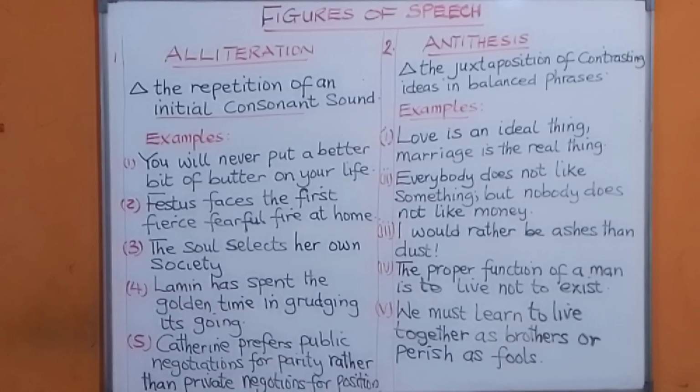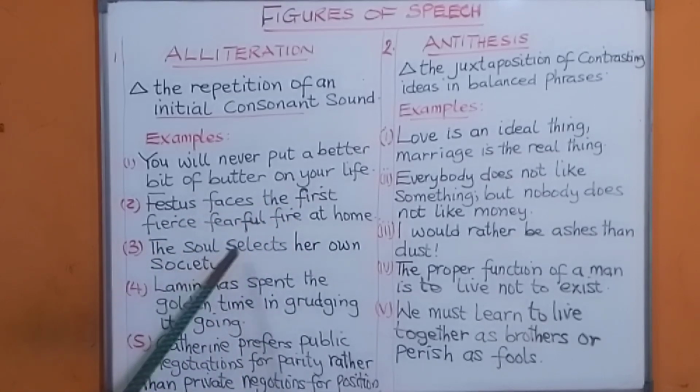So, we are taking these two. Follow us as we go on. Let's repeat what we have said. Alliteration is repeating the initial consonant sound. For example, you will never put a better bit of butter on your lap. Better bit of butter. Number 2, Festus faces the first fierce, fearful fire at home.